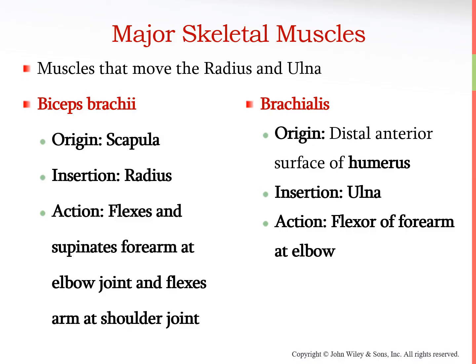Again, the brachialis is deep to the bicep brachii. Its origins are in the humerus. It's going to pull its insertion, the ulna, toward the humerus, and is the prime mover of flexion of the forearm at the elbow.